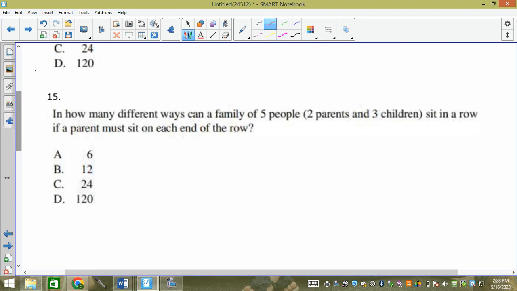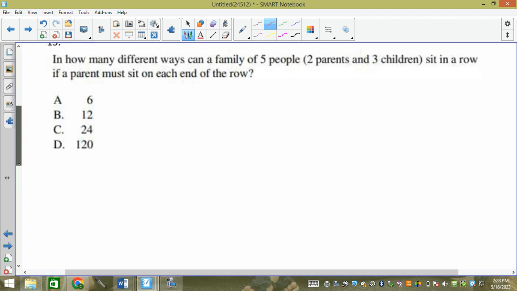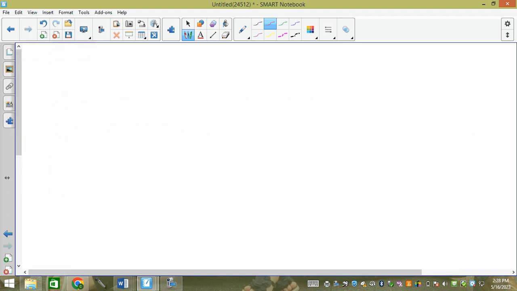15. How many different ways can a family of 5, 2 parents and 3 children, sit in a row if the parents must sit on... That's a repeater. Cool. You did.